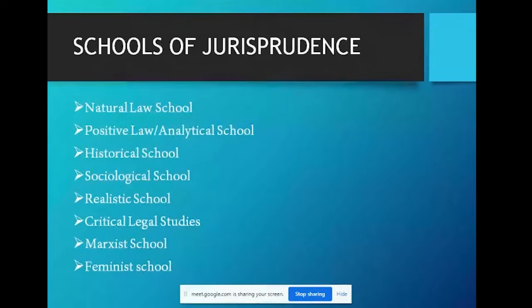And as we are going to the schools of law, there are mainly 8 schools of law. They are the natural law school, positive or analytical school, historical school, sociological school, realistic school, critical legal studies, Marxist school, and feminist school. So we can discuss it one by one.